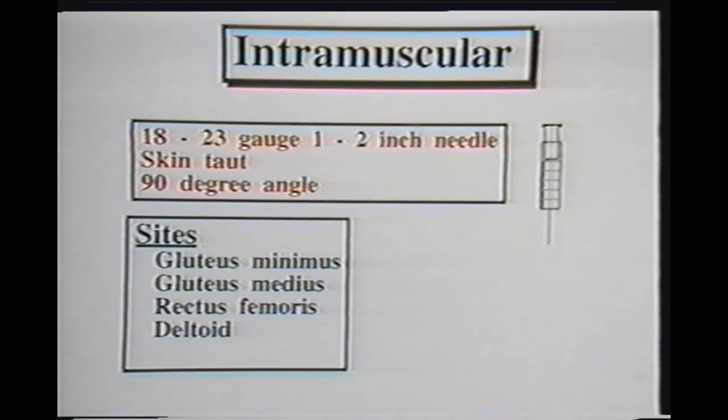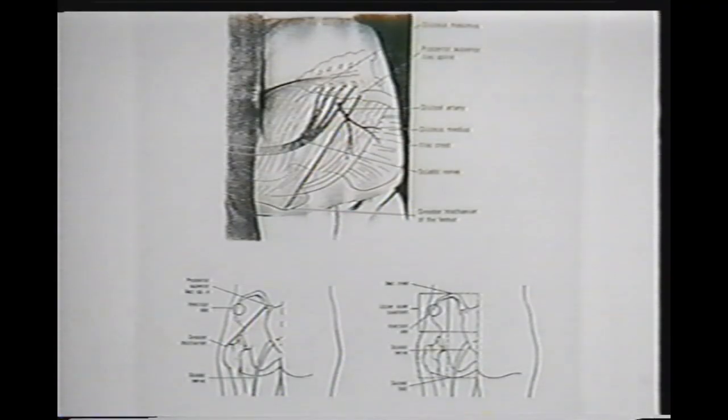Remember that when you give an intramuscular injection, you hold the skin taut and inject at a 90-degree angle. Major sites include the gluteus, both minimus and medius, rectus femoris, deltoid. We can also use the vastus lateralis. If we think about how to measure those sites, if you take a look at the picture, you'll note some of the landmarks that we need to be aware of. We want to first avoid nerves and blood vessels in the area.